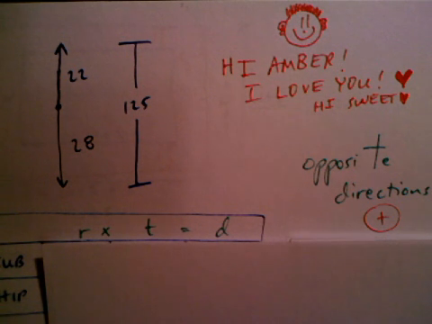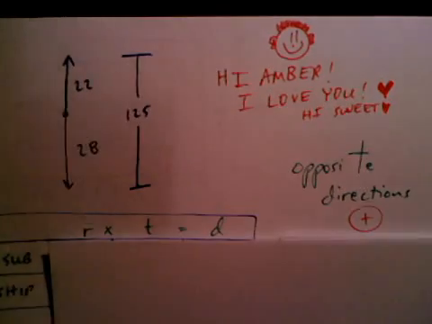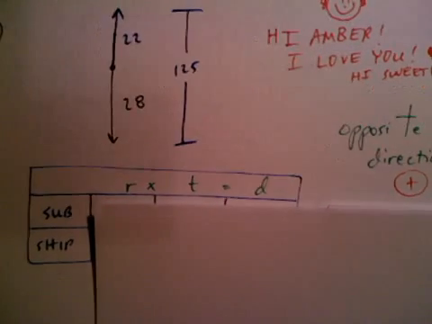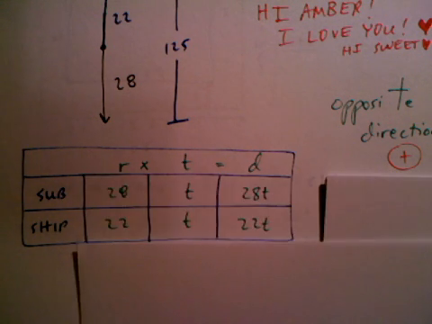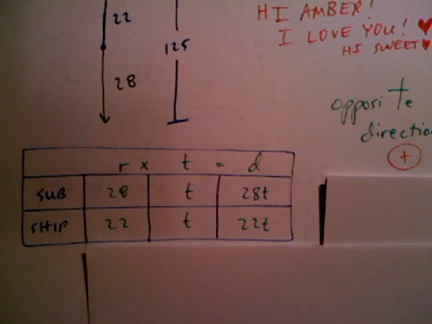Okay, and so you should automatically, let me back this up a little bit. You should automatically draw your chart and then see if you can fill out the chart. Maybe hit pause and see if you can fill it out. Okay, and let's see here. So I filled it out for you. 28 is how fast the sub is traveling, and 22 for the ship.